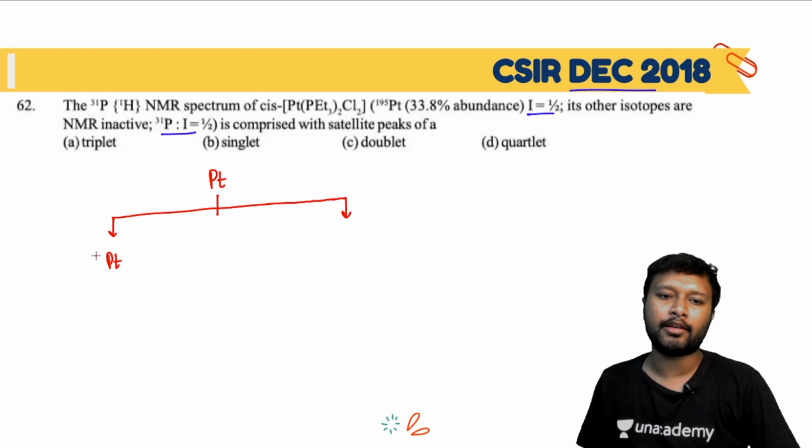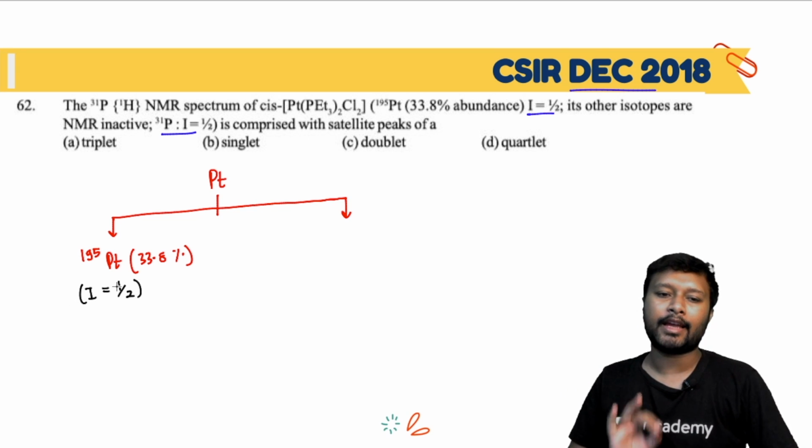One is platinum 195, which is a less abundant isotope, 33.8% in abundance. Okay, this is the abundance which I have written, and it has an I value of 1/2. So it is NMR active.